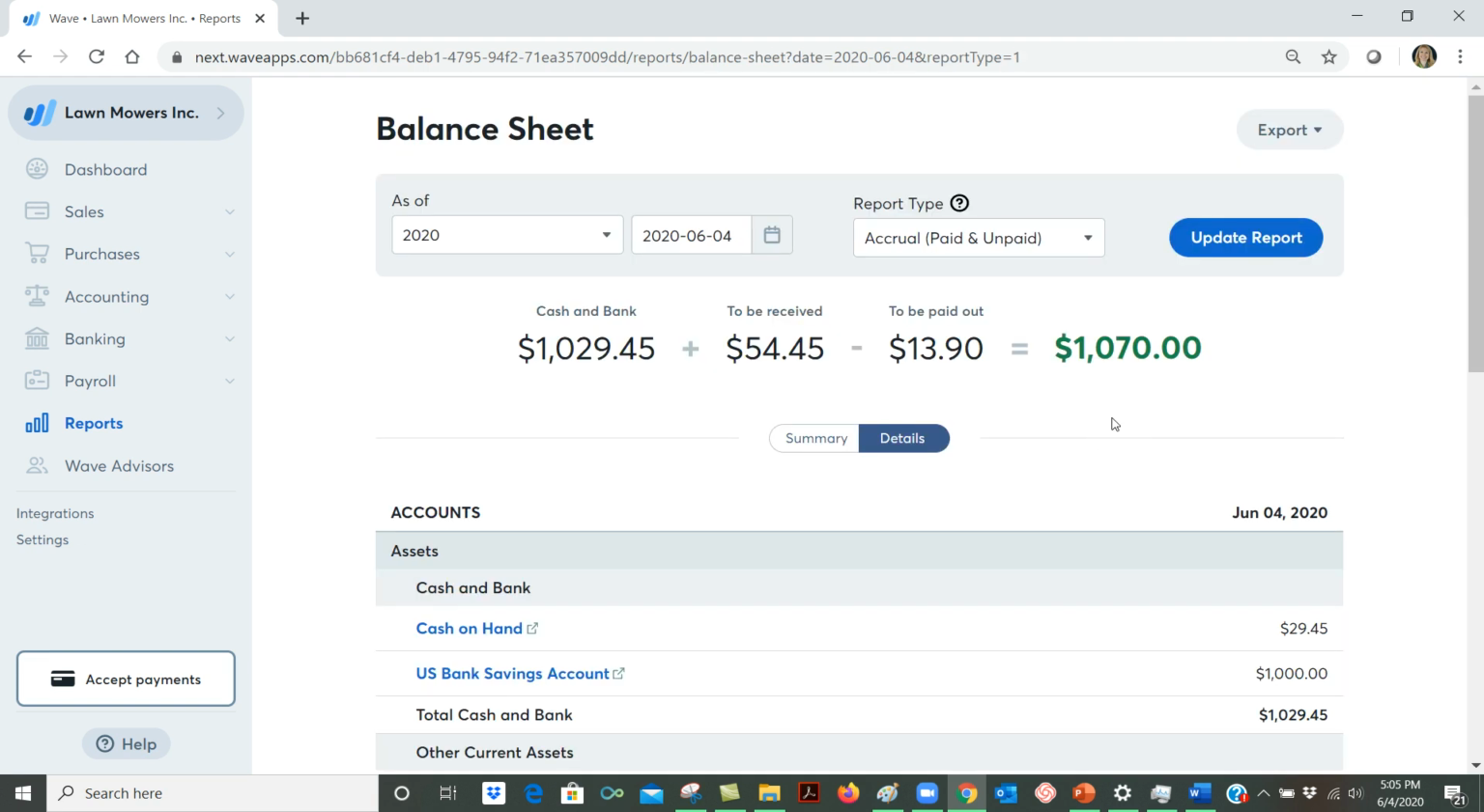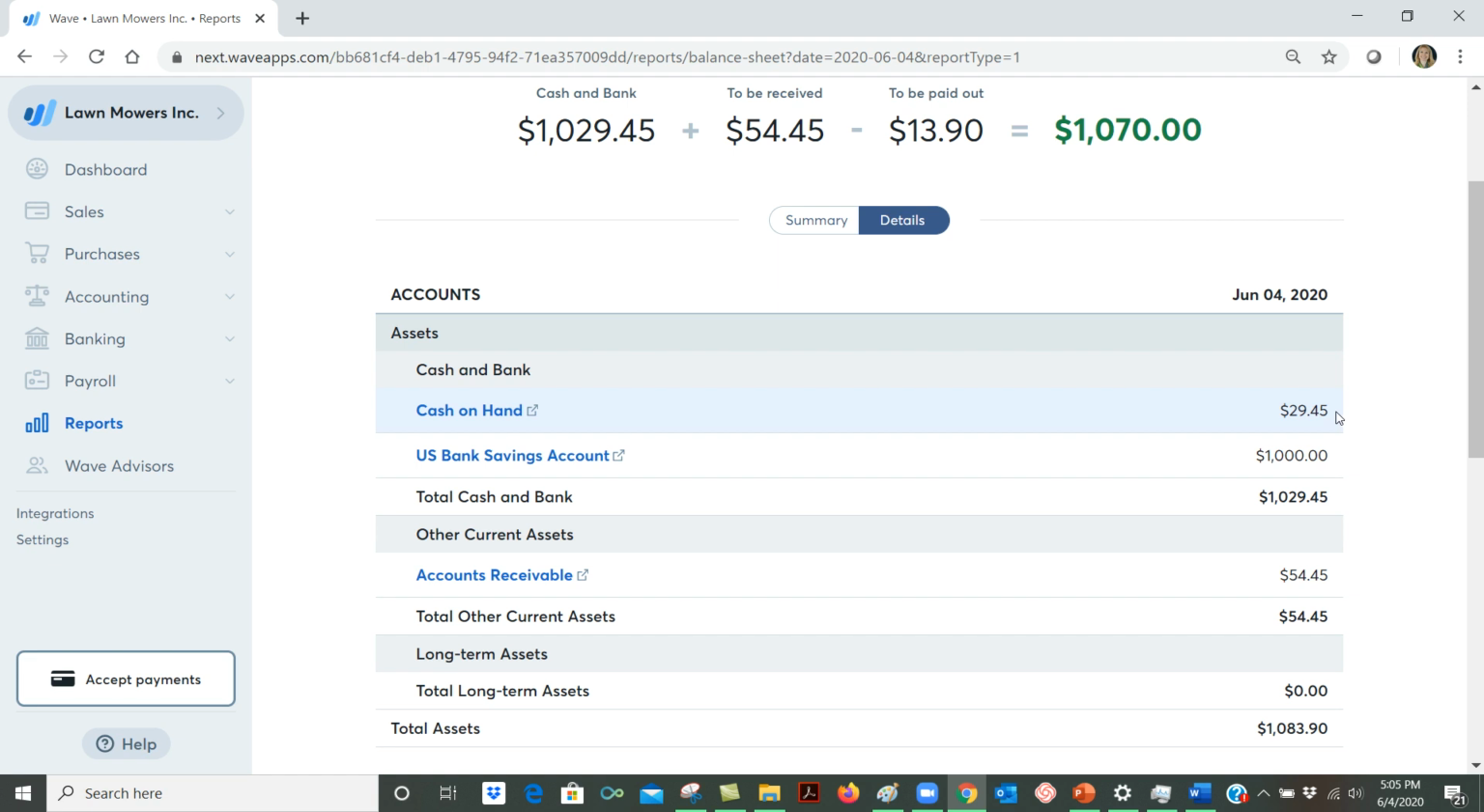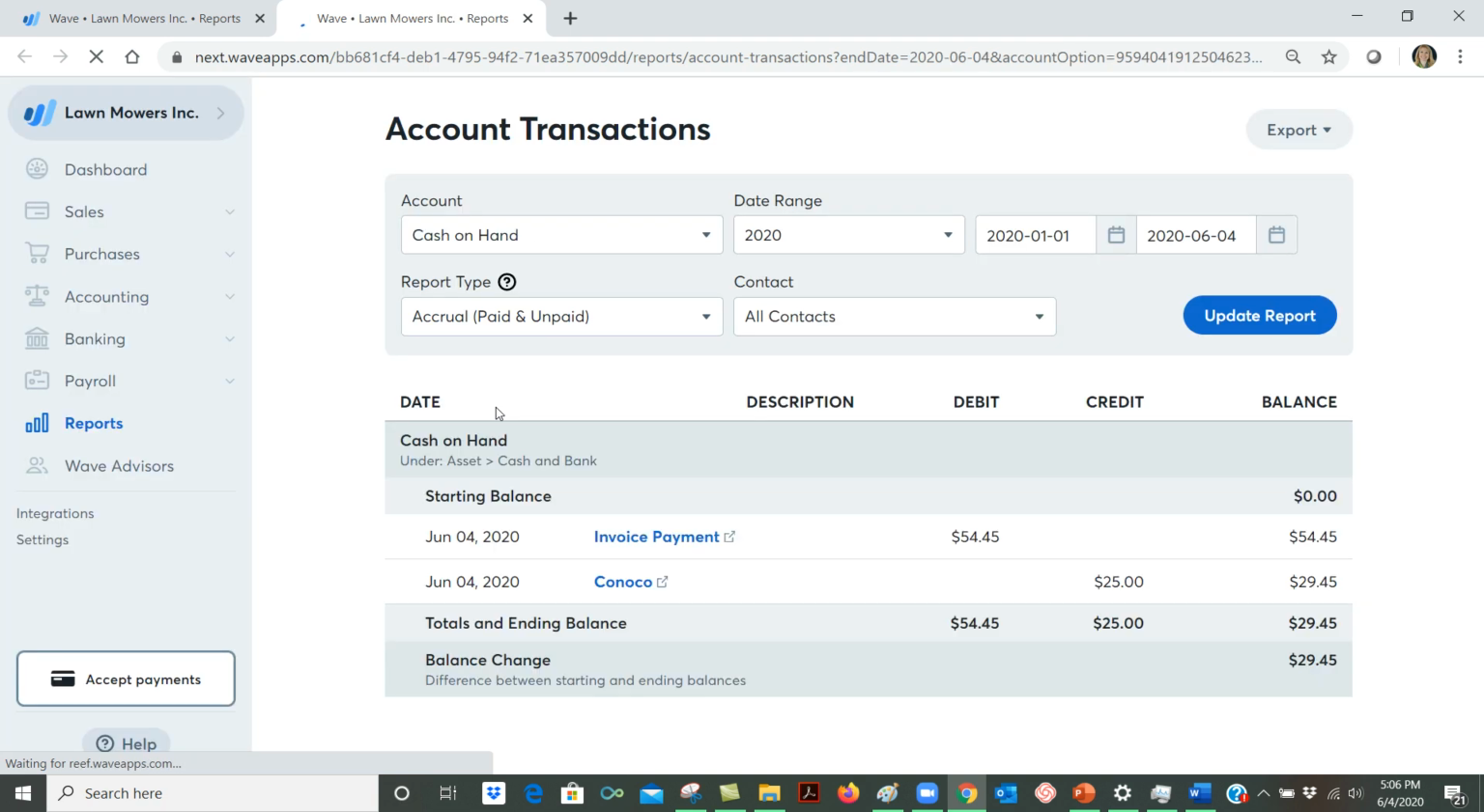If I go to my balance sheet, the balance sheet is another very important financial statement. It shows the ending balances of my assets, liabilities, and equity accounts as of the end of a period, as of a date in time. So as of today, June 4th, we can see that I have cash on hand of $29.45. And if I click on that account, I can see how it changed. It opens up all the transactions that affected my cash on hand.